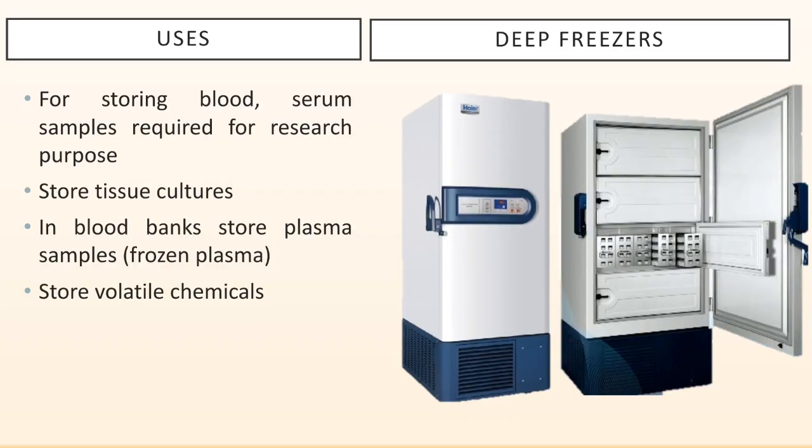Uses are storing blood serum samples required for research purposes, and also for long storage of serum samples we use deep freezers, and store tissue cultures, and also in the blood bank store frozen plasma, that is plasma samples, and store volatile chemicals in industries. So these are the uses of deep freezers. Okay, these are the components.